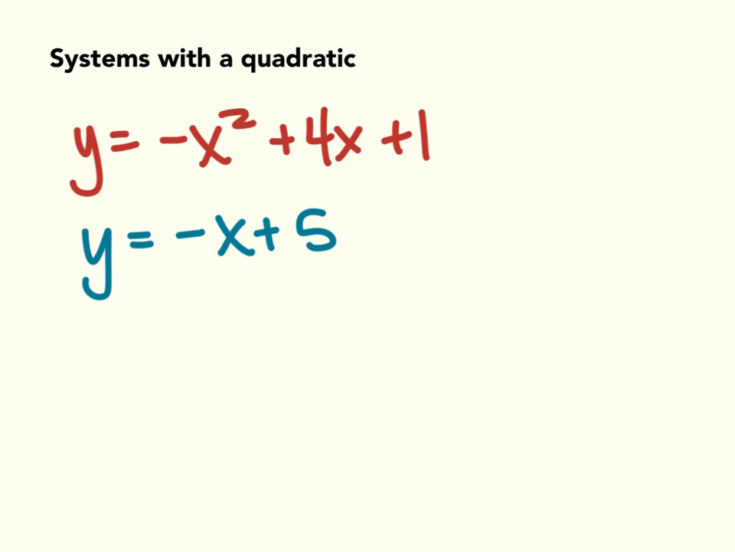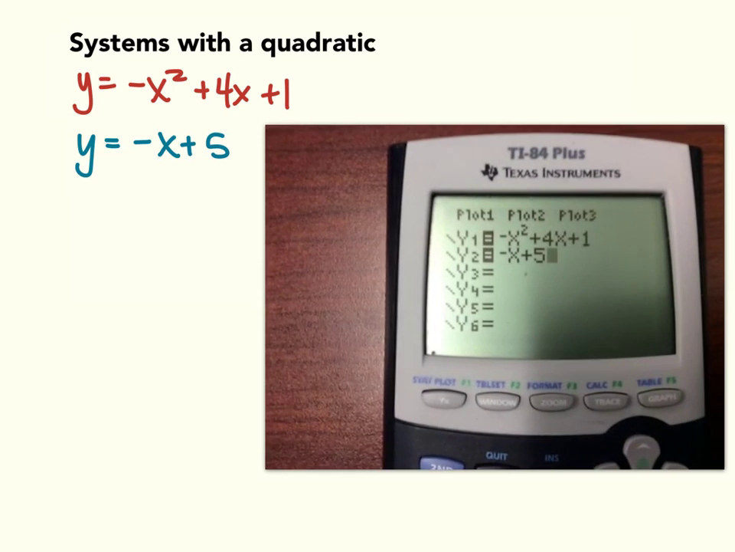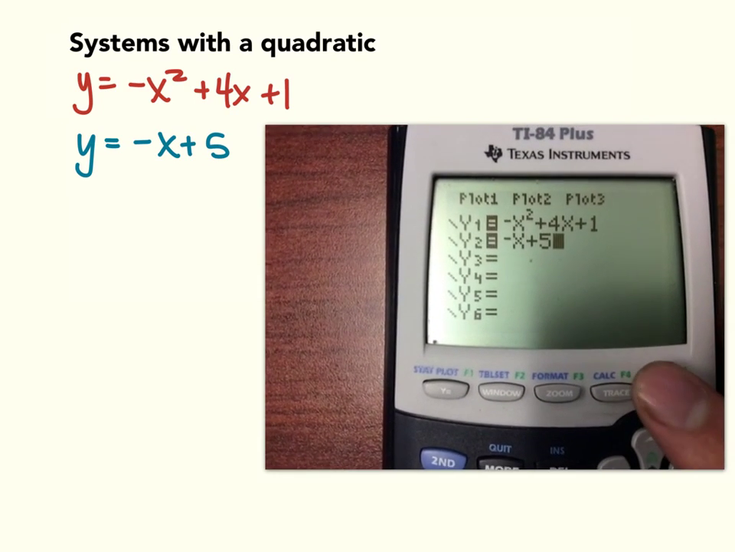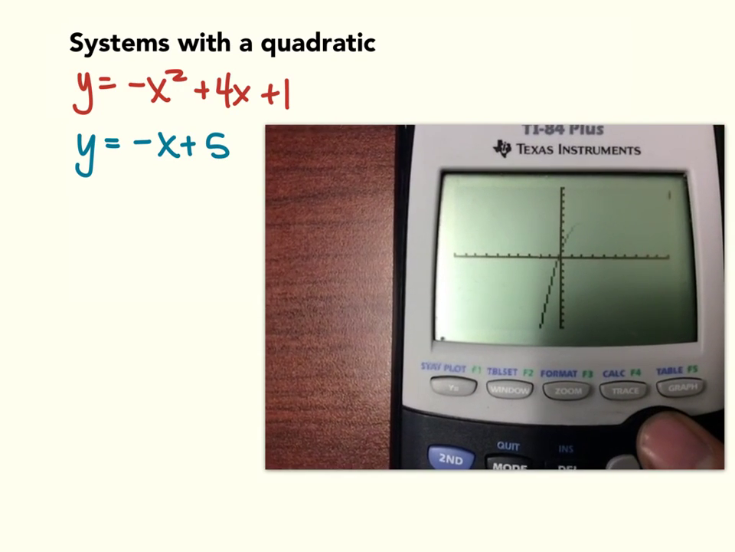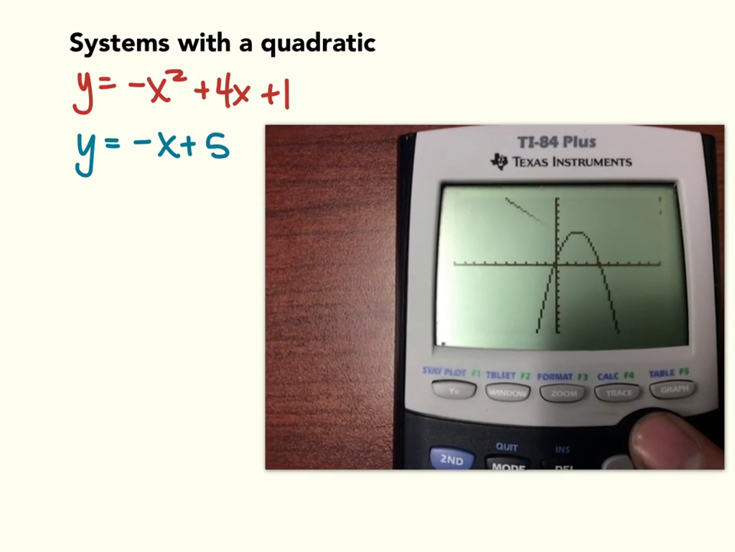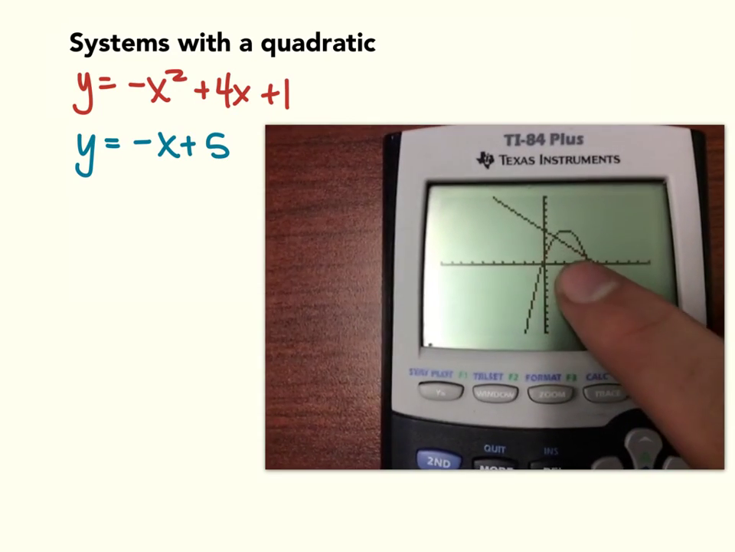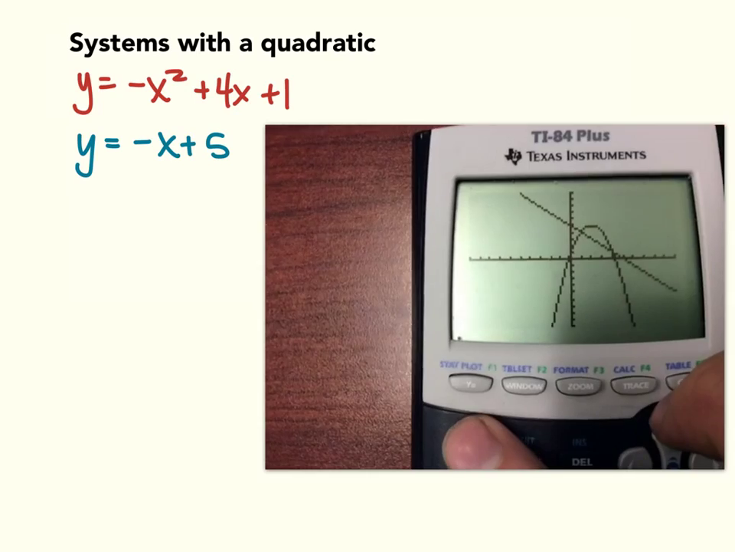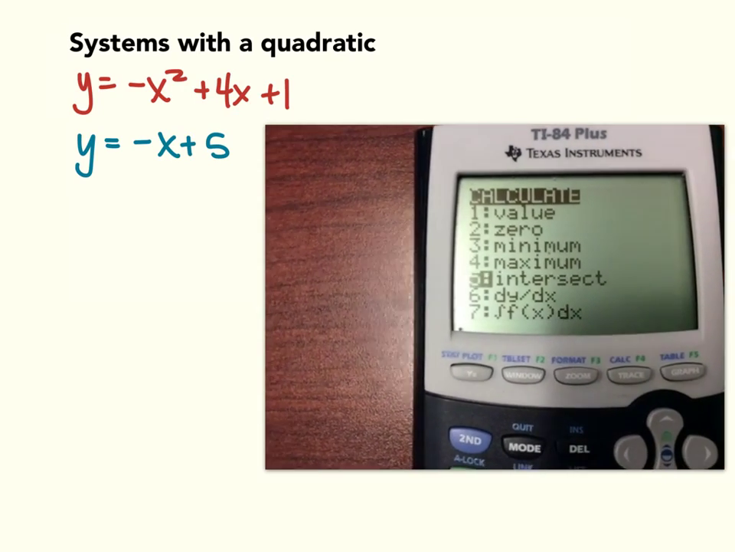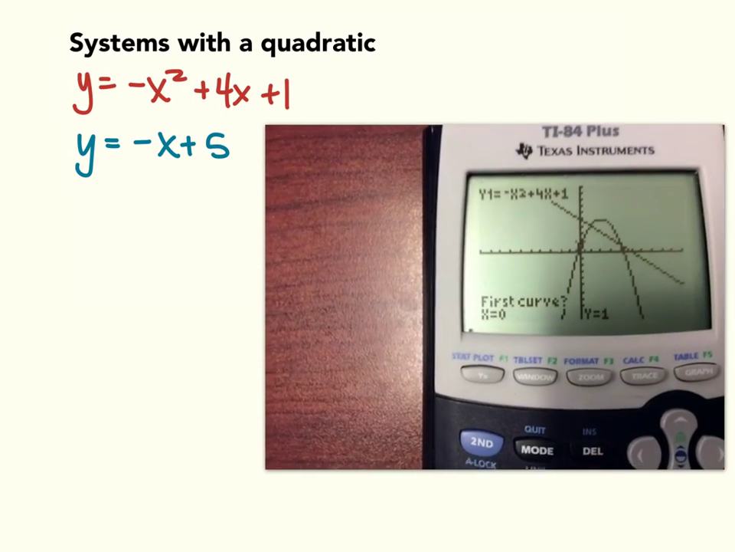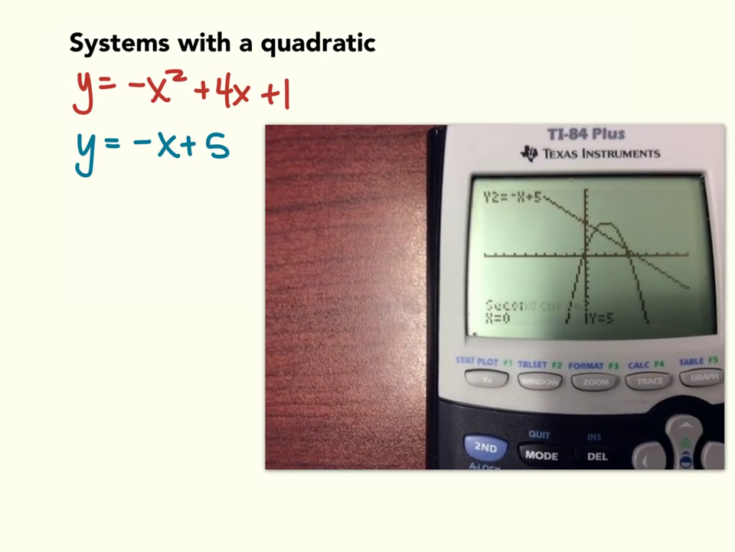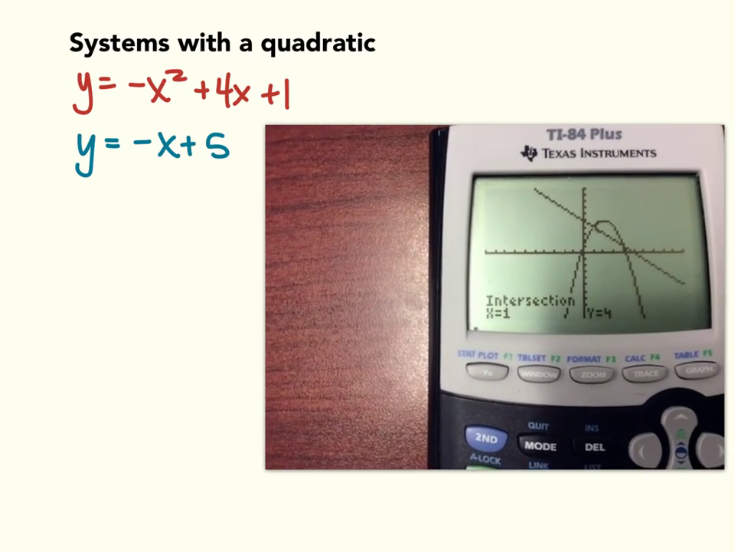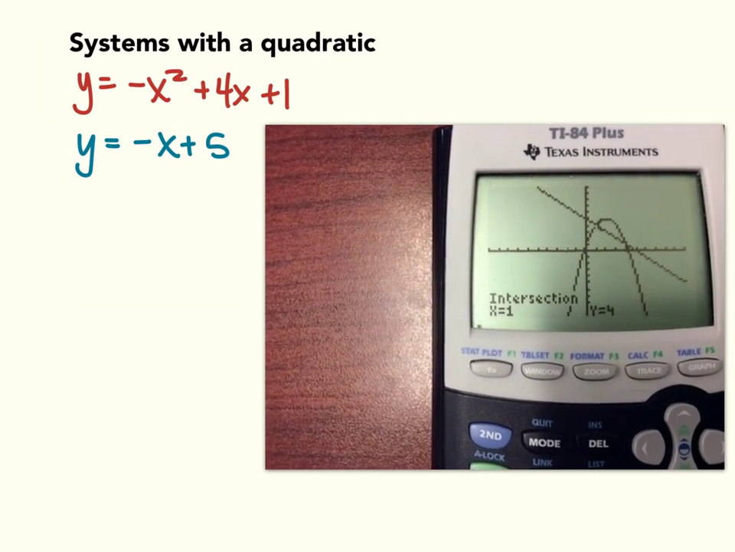All right, so now let's try a system with a quadratic, but let's do this one using technology and find the solutions. Both of the equations were already solved for y, so I can go ahead and type those in and graph. Now whenever I'm looking at this, I can see that this is going to have two solutions. So I'm going to have to do my second trace intersect twice. So first curve, second curve, guess. One of my solutions is at (1, 4).